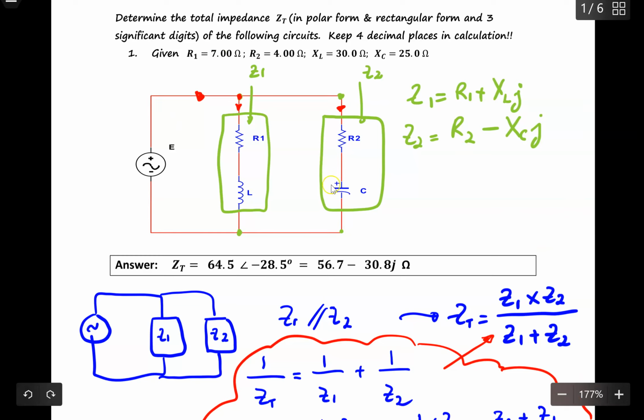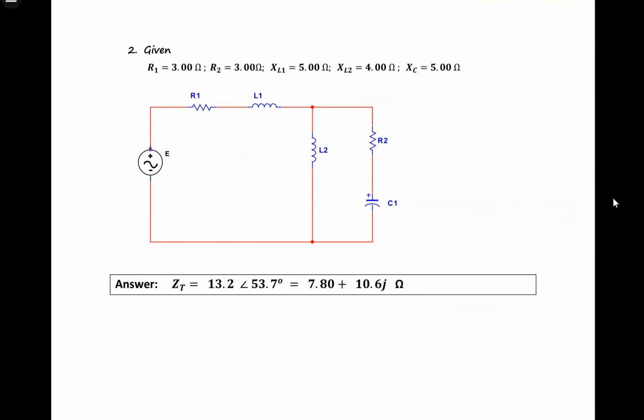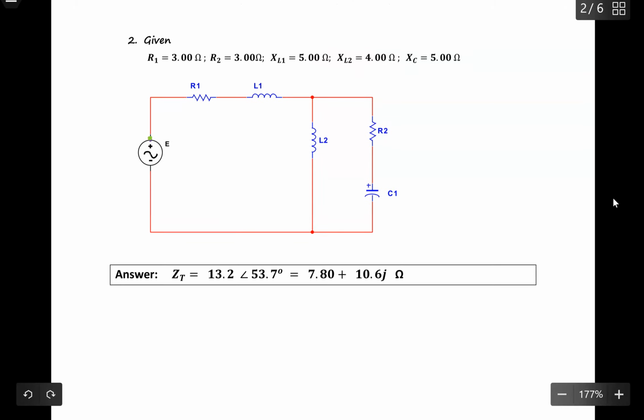This circuit is just two components in parallel with each other, but in the next one you may find a combination of series and parallel. Again, the same concept. We start from here and stop right there, and this is one component for the impedance. I label that Z1. This will be my Z2, and this will be my Z3.